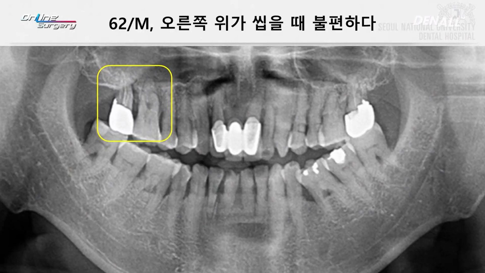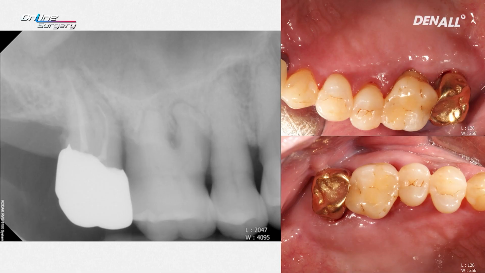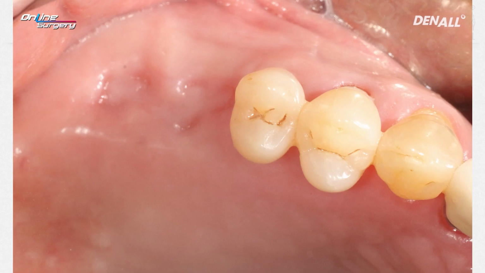Today, I'm going to talk about a case of maxillary posterior implant placement with sinus elevation. A 62-year-old male patient with the chief complaint of discomfort at number 16 and 17 at the upper right posterior region. Initial panorama shows number 16 and 17 had alveolar bone loss. At the initial visit, periapical X-ray and clinical photos. Due to the progressed bone loss, number 16 and 17 will be extracted and implant will be placed later.